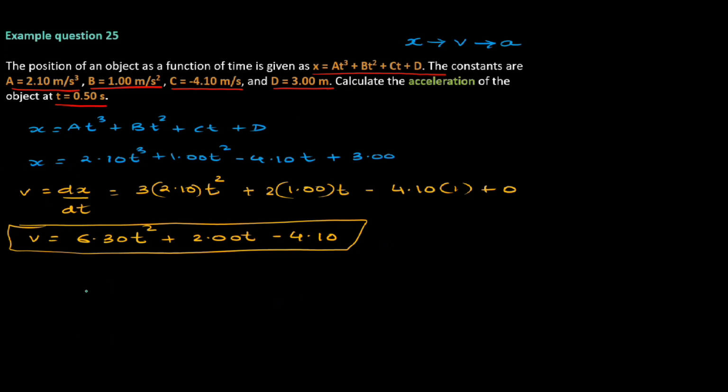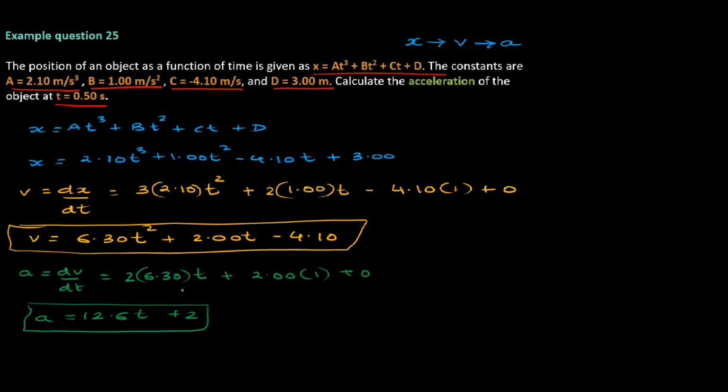Next, we will find acceleration from this velocity function by writing a equals dv over dt. So we will take the derivative again. Let's start with the first term. You have 6.30. Then multiply first with the power of t, which is 2. Then reduce the power of t by 1. So 2 minus 1 will give me 1, t to the power 1. Plus, keep 2 as it is. Derivative of just t is 1. Then derivative of a constant is 0. So you get your acceleration function a as 12.6 t plus 2.